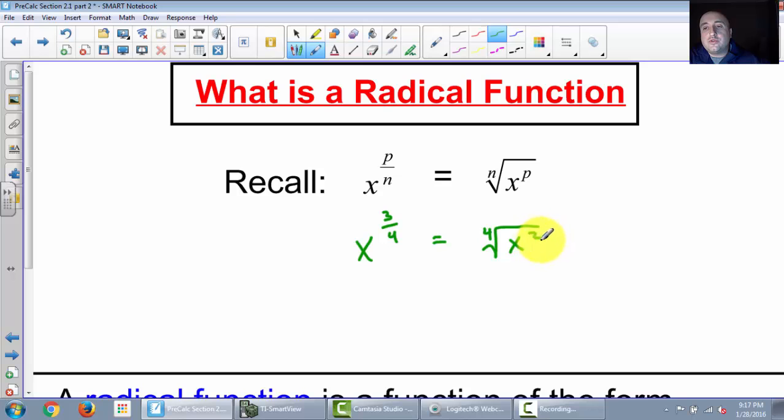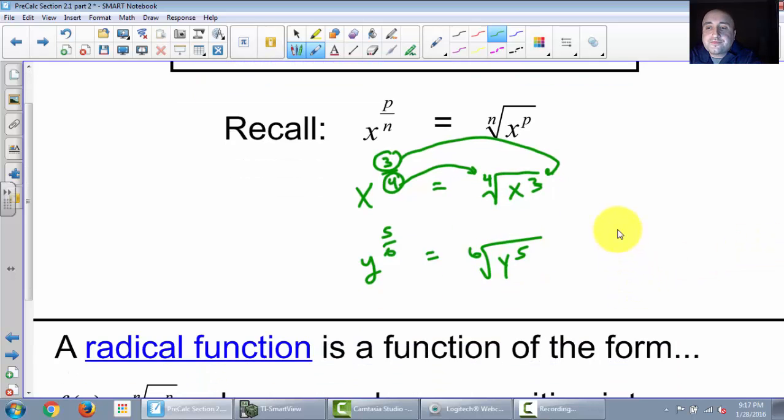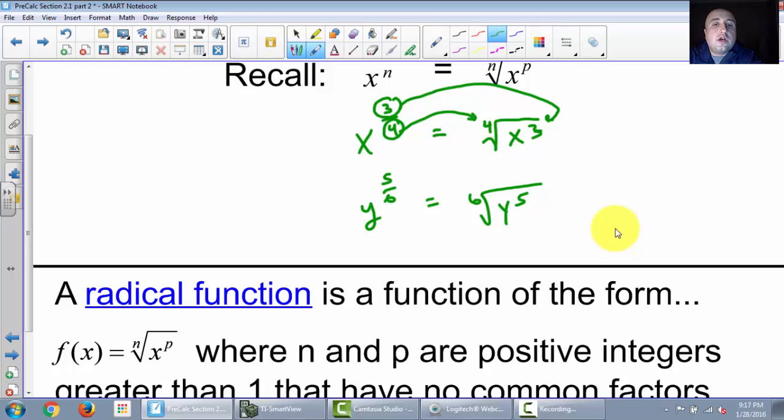Oops, it's actually a 3. So the fourth root of x cubed. The bottom number goes on the radical, and the top number is the exponent on your base. Let's look at one more example: y to the 5/6. That means the sixth root of y to the 5th.